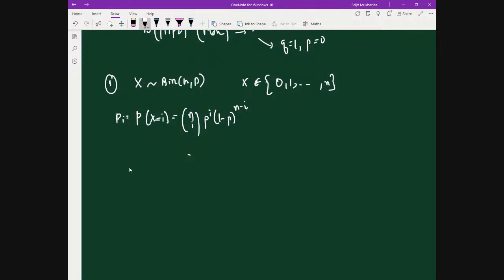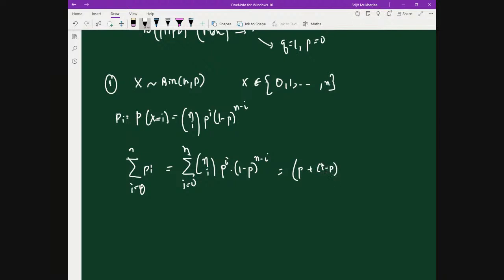It's a very simple binomial theorem example: the summation of p_i, i from 0 to n, is equal to the summation of i from 0 to n of n choose i, p to the power i, into 1 minus p whole to the power n minus i. And we'll get p plus 1 minus p whole to the power n. This is the expansion of x plus y whole to the power n, right? I hope you know this because you must have read it in your 11th, 12th. If not, then please revise your high school mathematics. This is the idea, and this is equal to 1.